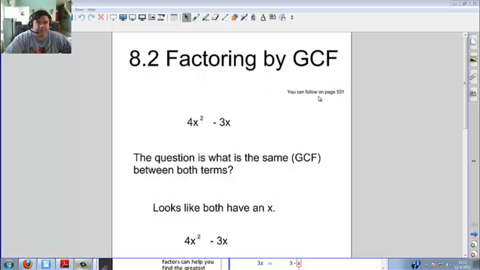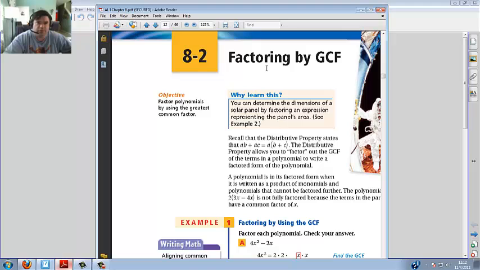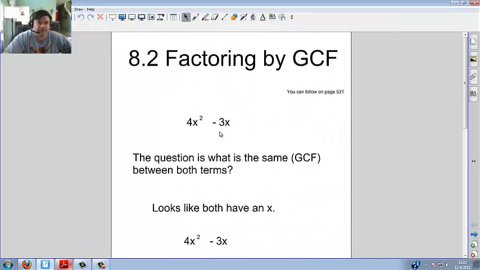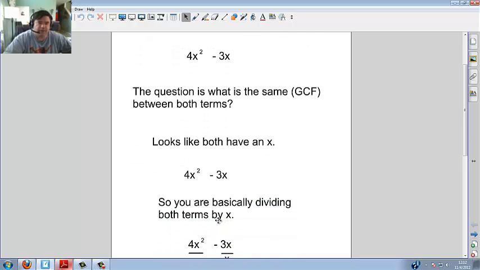Now, today you can follow on page 531, where you see factoring by greatest common factor. Let's take the example they give, 4x squared minus 3x. The question is, what's the same? What's the greatest common factor between both terms? It looks like both have an x, which is 4x squared, and minus 3x. So you're basically dividing both terms by x.